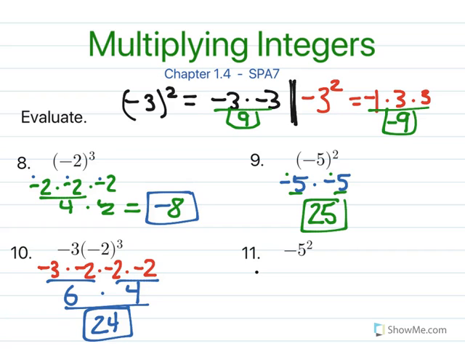So my answer for 10 is simply 24. Now with number 11, we go back to this being a little bit different. It's going to be negative 1 for that negative sign times 5 times 5, much like that red example we did in the beginning. 5 times 5 is 25, times negative 1 is negative 25. So for that, your answer is negative 25. All right, let's go ahead and check out the algebraic ones next.